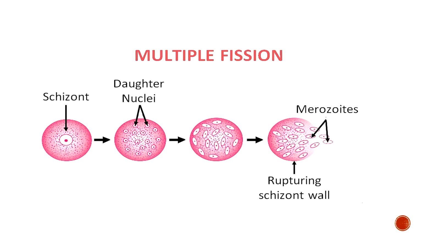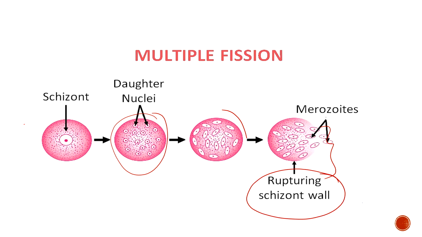Here you can see the diagram of multiple fission. This is the parent cell, and inside it many daughter nuclei are formed. During favorable conditions they burst open, the cyst wall ruptures, and they give rise to many daughter cells.